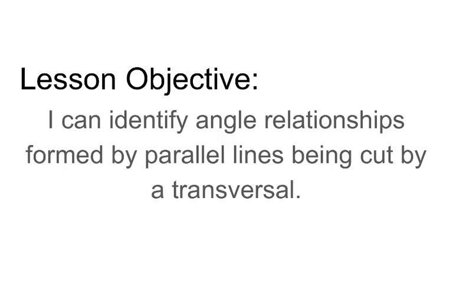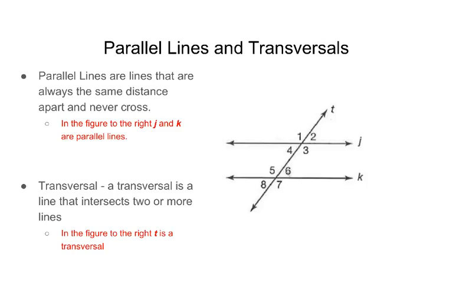You need to write down the definitions of all of the words, and you need to show a picture and an example somewhere in your notes. So let's jump right into it. The first thing we need to talk about is what are parallel lines and a transversal. So parallel lines are lines that are always the same distance apart and never cross.